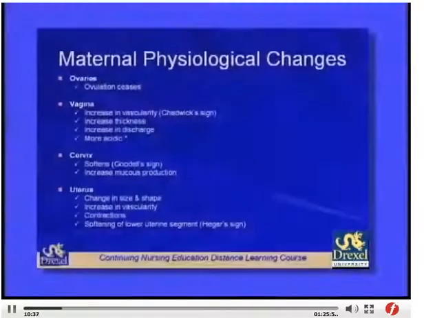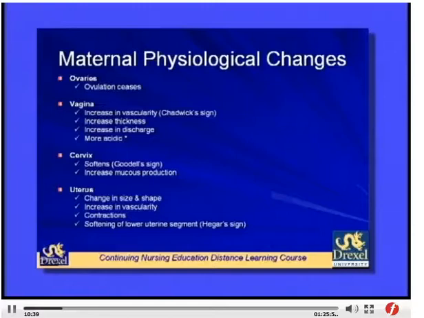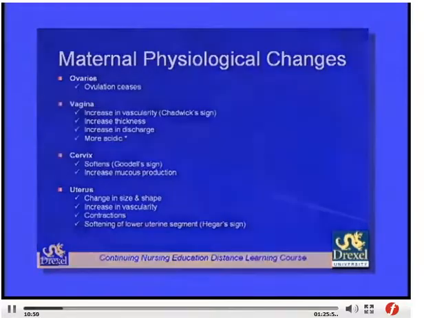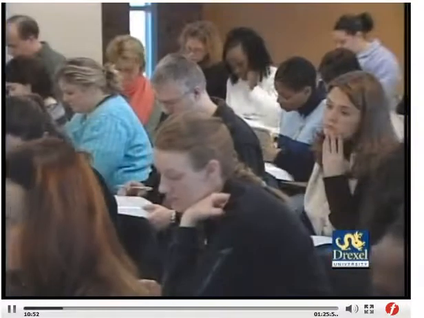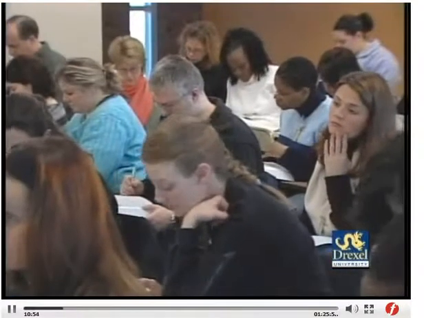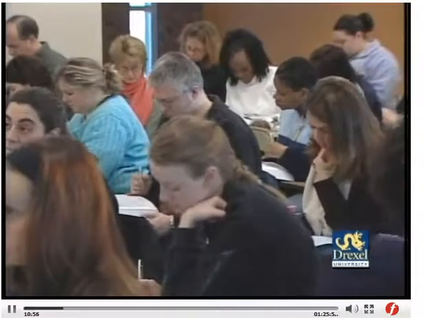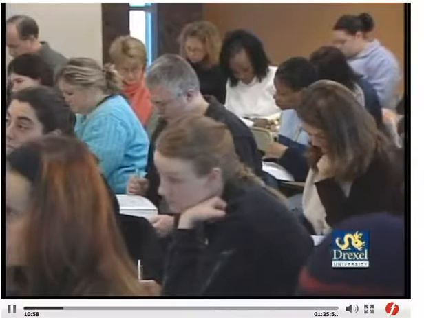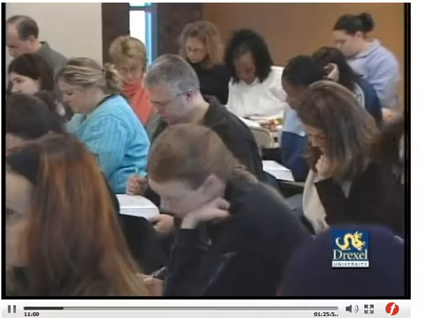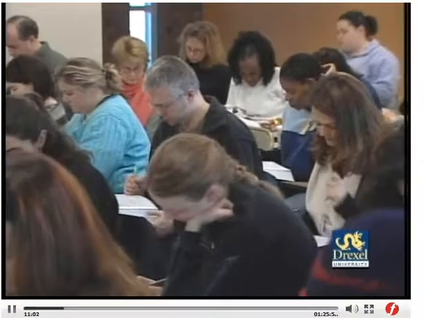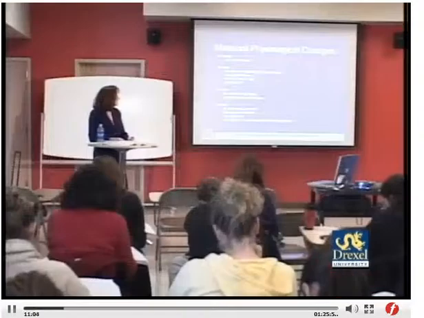The next thing we're going to go into is the maternal physiologic changes. So again, I'm on page 542 of your book. What we're going to start with is the reproductive system. The first one on there is ovaries. Obviously, ovulation ceases, so the woman doesn't continue to ovulate through pregnancy.